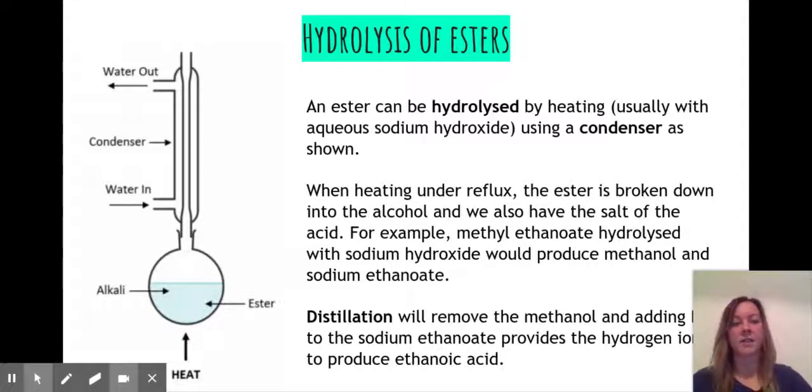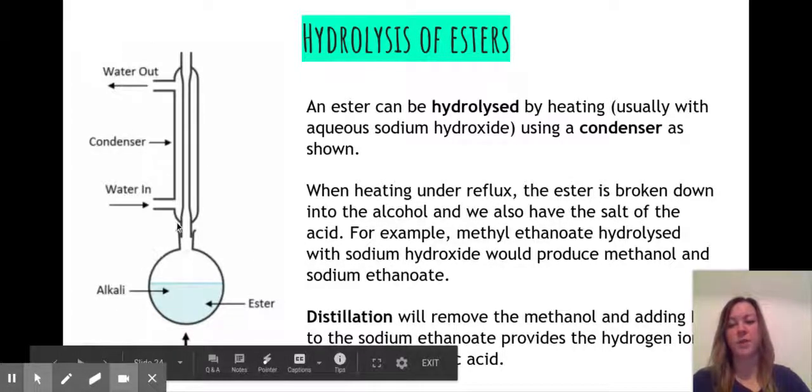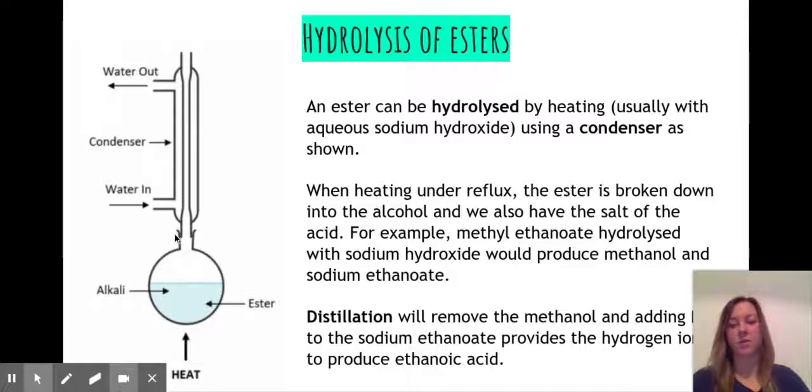And we use a condenser as shown. So this piece of equipment here, where the water goes in and out, is the condenser, which is obviously going to stop any volatile compounds from here escaping. They're going to turn back into liquid in the condenser tube. So this apparatus, this setup, is called heating under reflux.